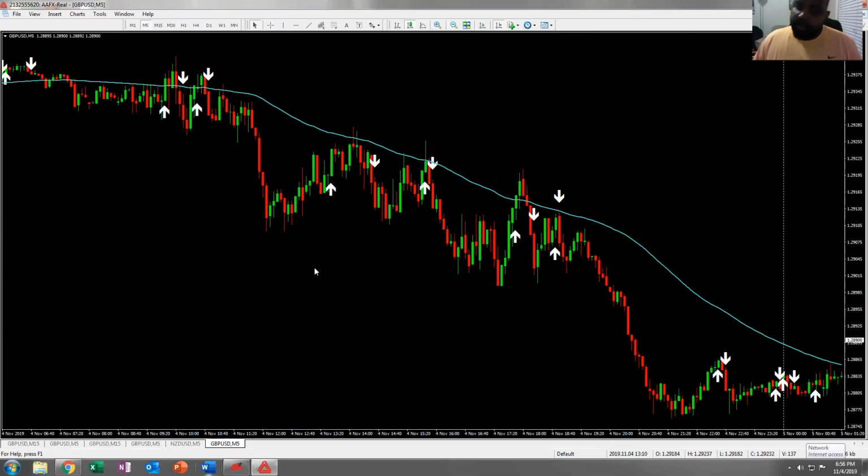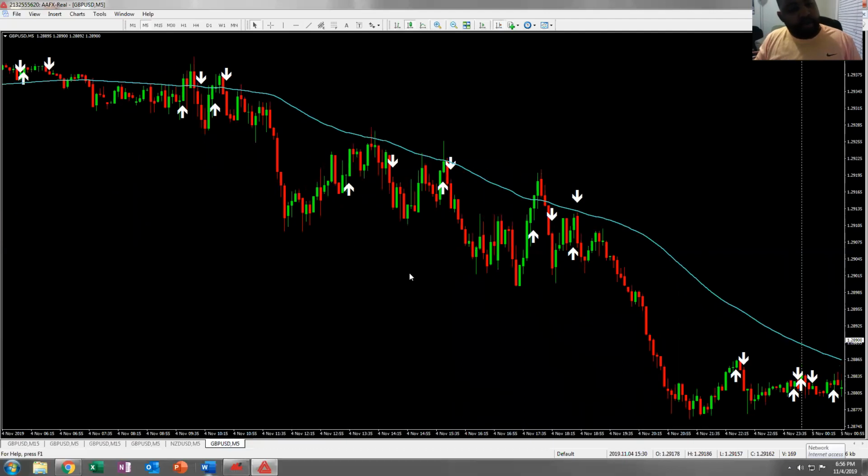These arrows do not repaint. When you see an arrow close and you see this arrow right here, it never moves from that spot ever again. So let's say, of course, we know it's a sell.